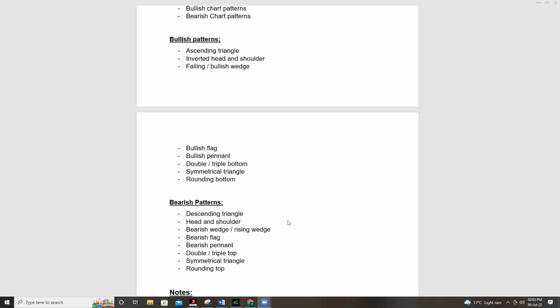Identify the pattern and wait for that break, and sit on those hands until you get the retest, then join the market risk free.